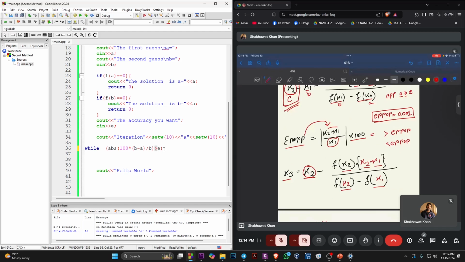So we will get to our second method. What is my second method? My C value is, okay, this is my problem here.